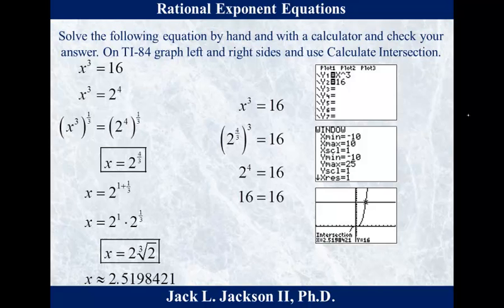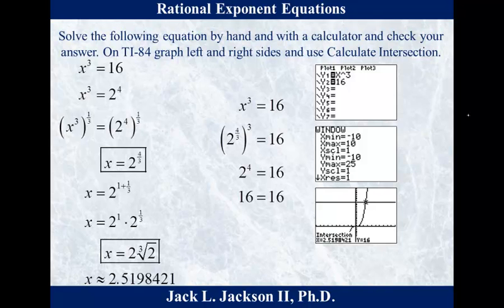So I want to put this in mixed number form. We take 4 divided by 3, we get 1 with 1 remainder, so that's 1 and 1/3, or 1 plus 1/3. Using our properties of exponents, that's 2 to the first times 2 to the 1/3, and the 2 to the first is just 2, of course, and 2 to the 1/3 could be written as the cube root of 2. So we get x equals 2 times the cube root of 2.